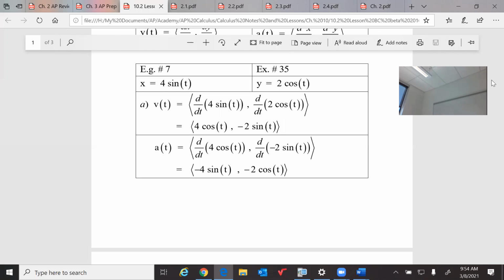Derivative of sine is cosine. Derivative of cosine is a negative sine. You would have that. Second derivative, you would have that. You're just bouncing back and forth between sine and cosine. What we're going to be careful of is the sign. Okay? So that's your model. You're going to problem number 35.